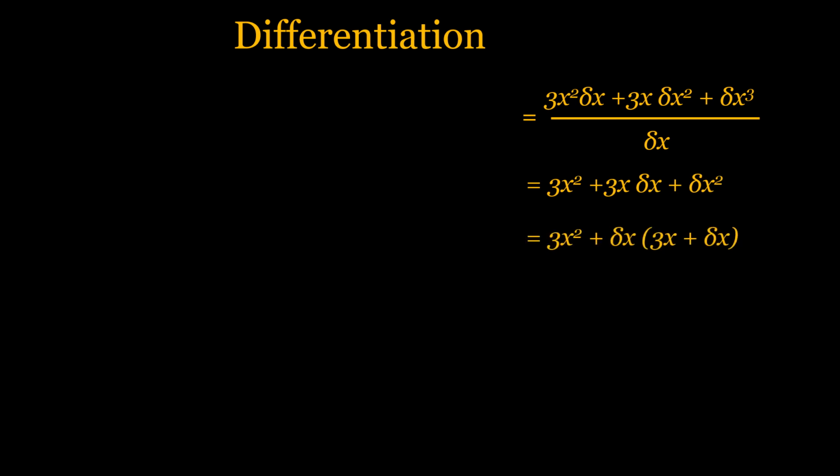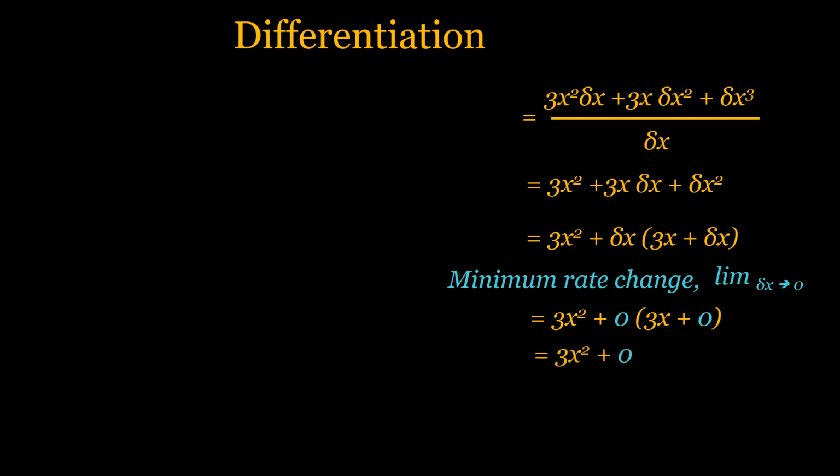No need to solve the equation any further. Applying the limit delta x equals 0 to obtain the minimum derivative possible. This gives the first derivative equal to 3x squared, which justifies the general formula: dx to power n over dx equals n x to power n minus 1.